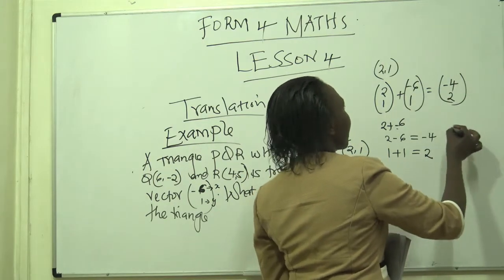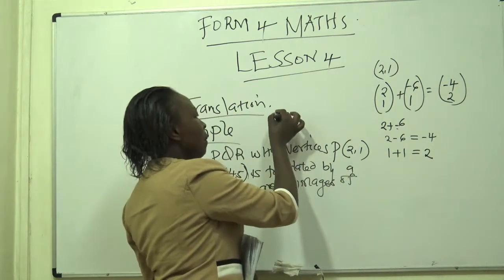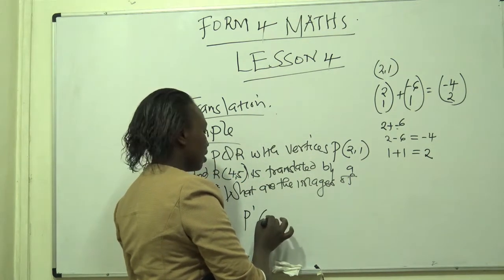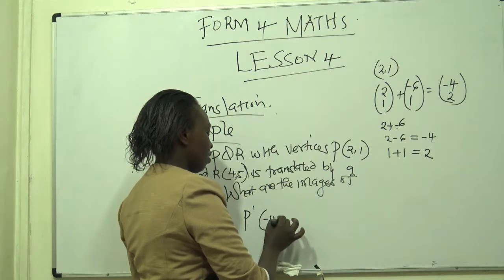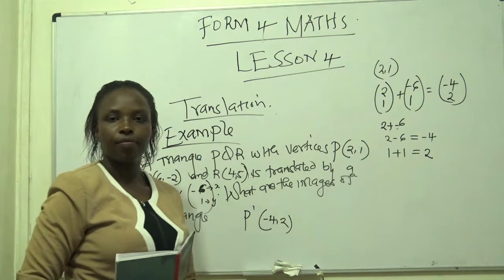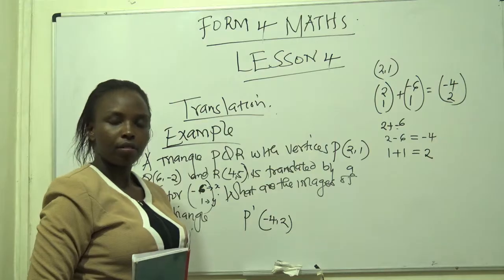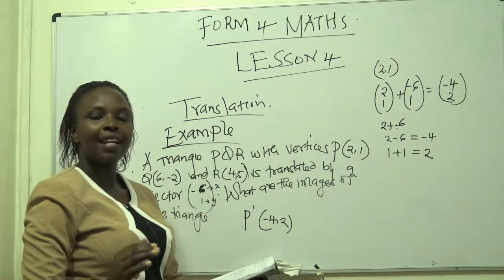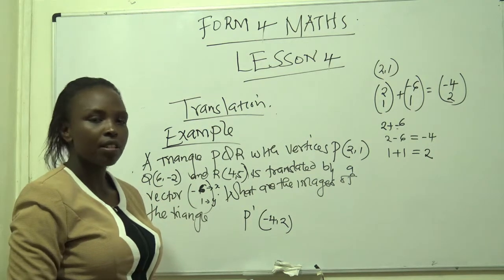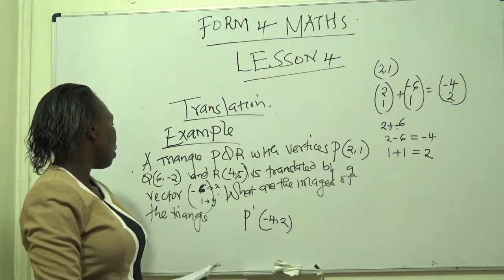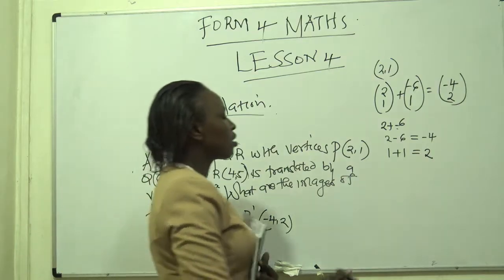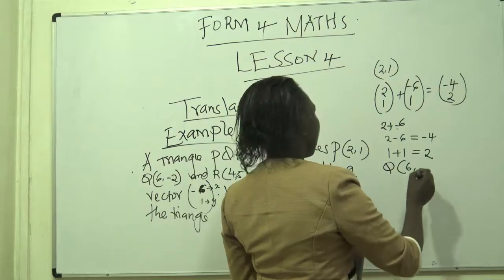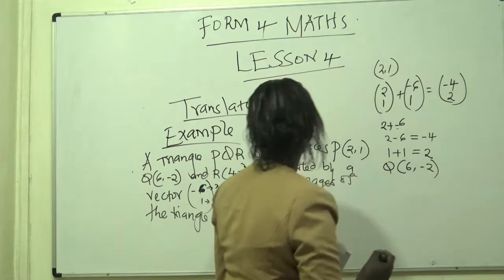Therefore, our P prime in this case is at point negative 4, 2. So we translate one point at a time. Let's now go to Q. Q is at point 6, negative 2.